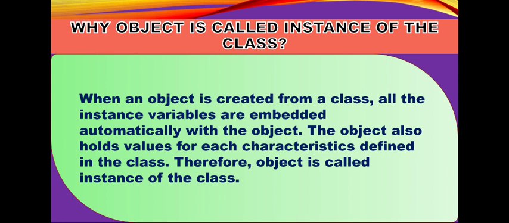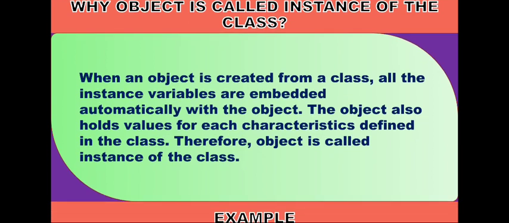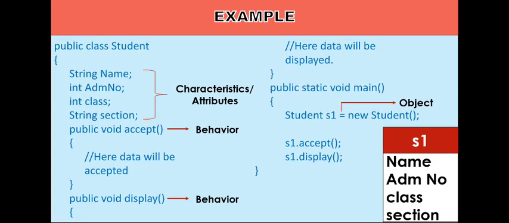Now, why is object called instance of the class? When an object is created from a class, all the instance variables or all the characteristics are embedded automatically with the object. The object also holds values for each characteristic defined in the class. Therefore, object is known as the instance of the class. Look at the example again. When S1 is created from the class Student, S1 holds a set of values for each characteristic defined in the class.